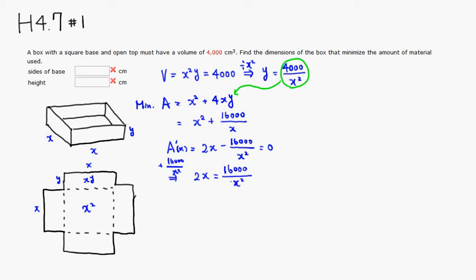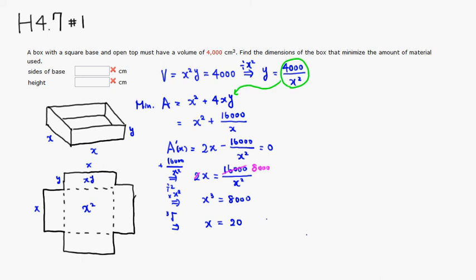Then I'm going to divide through by 2. So that will cancel, and this becomes 8,000. All right. Then multiply both sides by x squared. We get x cubed is equal to 8,000. Right. Then we can just take the cube root of both sides to get x equals 20. So we want x to be 20, and the y can be found.